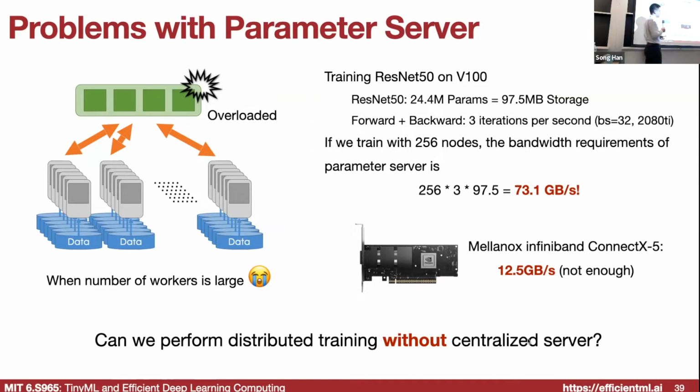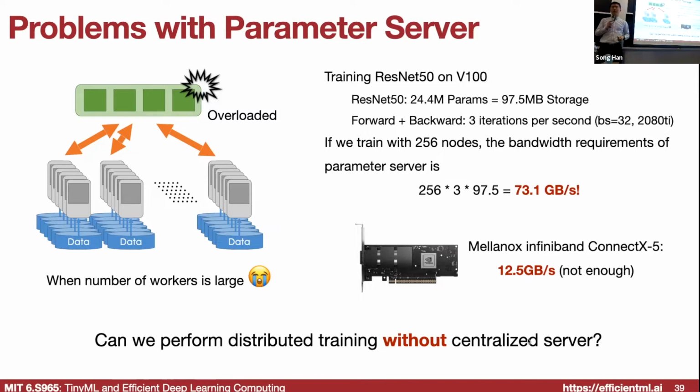That's actually pretty huge. Even the Mellanox network, the bandwidth is as big as like 12.5 gigabytes per second. This is already very high-end networking infrastructure. Okay, so we do need to perform distributed training without this centralized server, right? We have to decentralize this training across different nodes and reduce the bandwidth requirement. Otherwise, the centralized parameter server will soon become a bottleneck due to limited communication bandwidth.